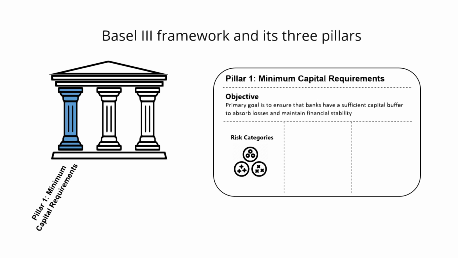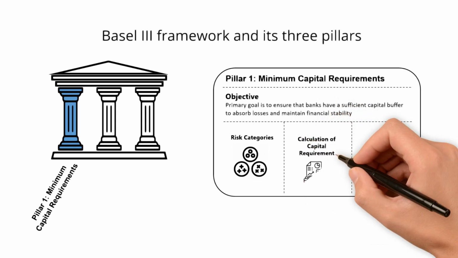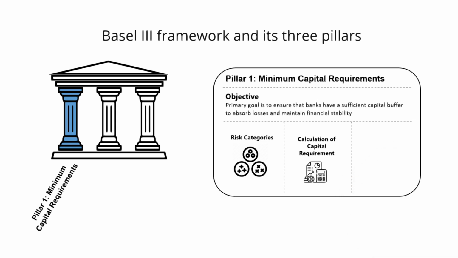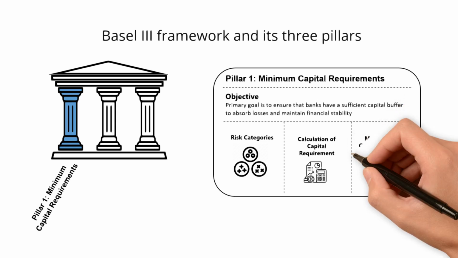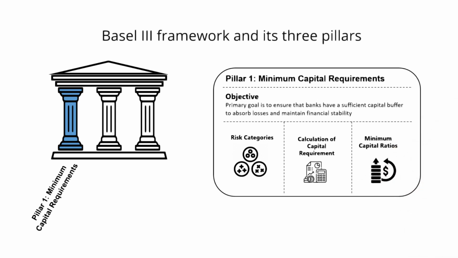In Pillar 1, detailed instructions are given for the calculation of capital requirements. The capital requirement is calculated based on a percentage of the risk-weighted assets, or RWAs, of the bank. More about that in the upcoming learning element, where we will walk through an example in more depth. On top of that, the minimum capital ratios are determined. Basel III sets minimum capital ratios that banks must maintain, including the so-called minimum total capital ratio and minimum Tier 1 capital ratio. We already mentioned that in the previous video, if you remember.